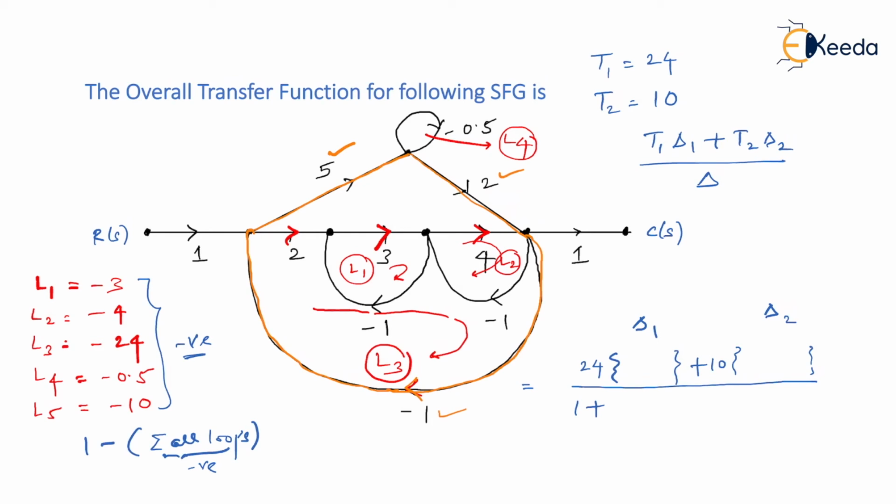So this is something that we have already discussed, right? Just go on adding all the loops. It is 3 plus 4 plus 24 plus 0.5 plus 10. Is it right? Then plus, you have to write summation of two non-touching loops here, right? So let us see which pairs we have as two non-touching loops. By observation, you should understand that the first two non-touching loops are nothing but L1, L4. This is the first pair I have. Second pair, I can go for L2 and L4.